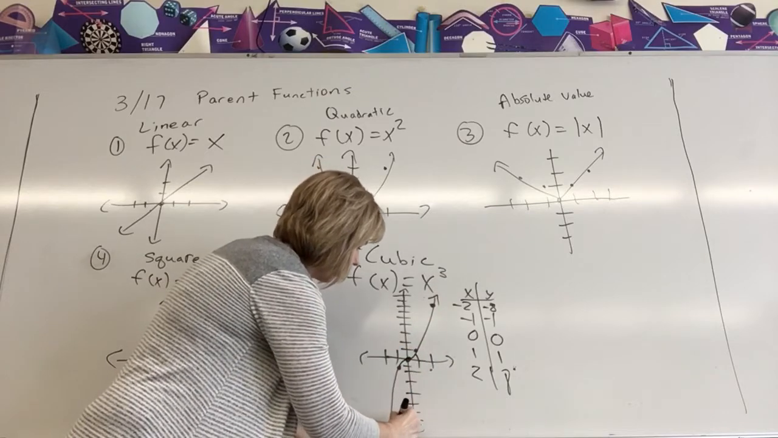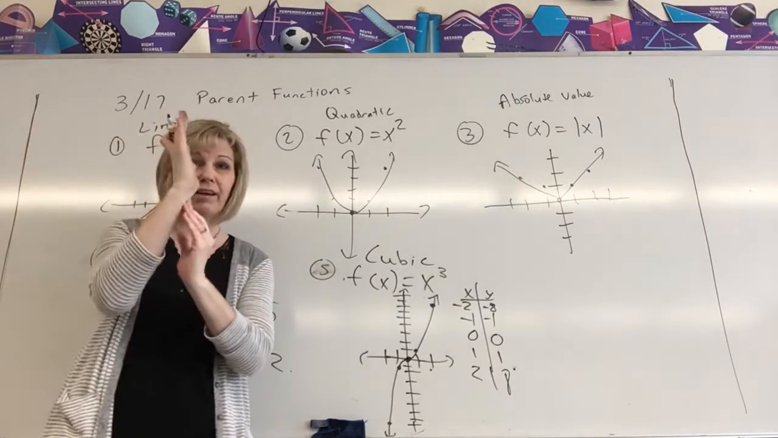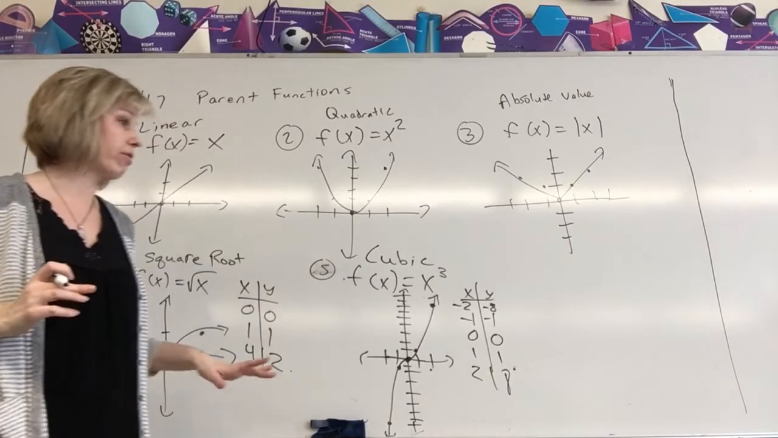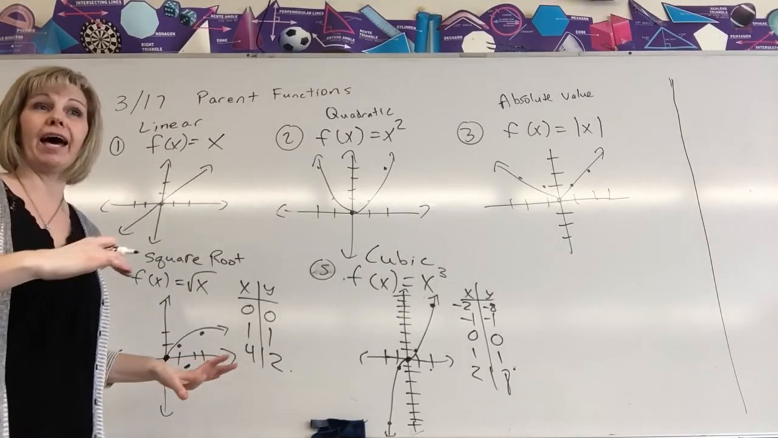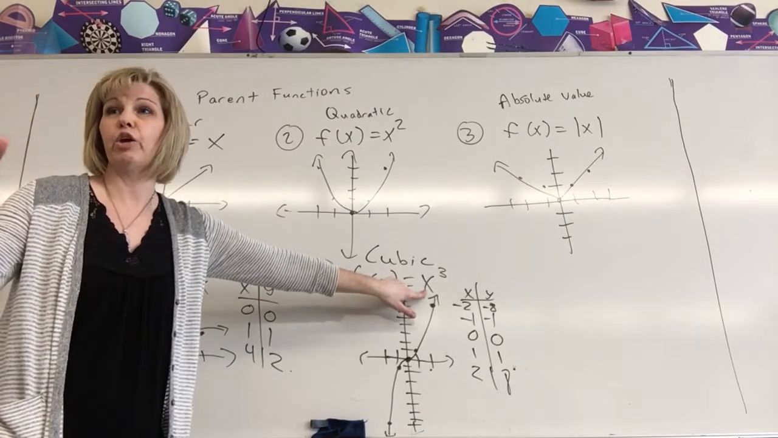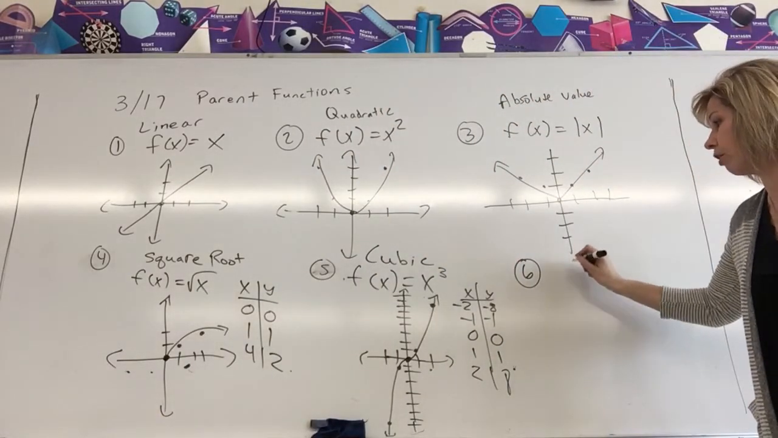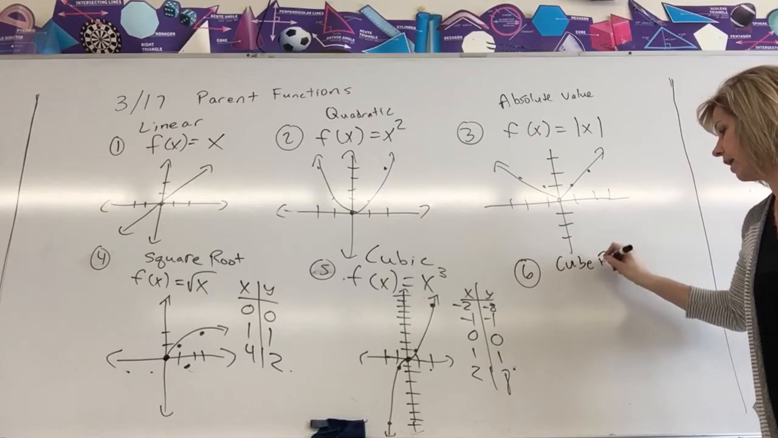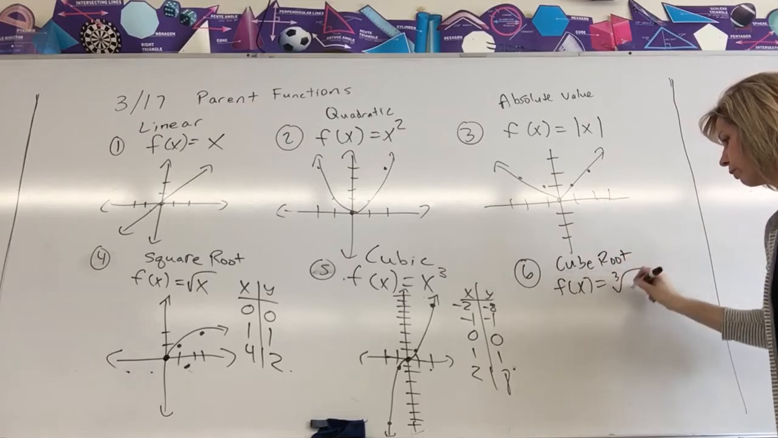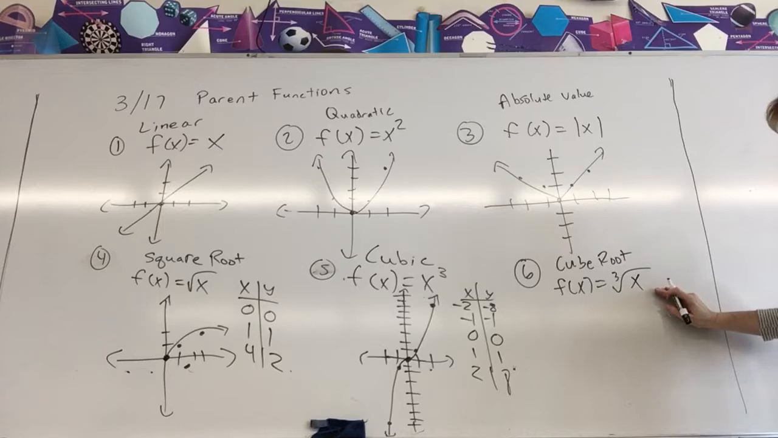So what does this one look like? Yeah, it looks like an S. It's an S-shaped graph. So that's my cubic. Now, what would undo something to the third power? Cube root. So our last parent function we're going to look at, for number 6, is called the cube root function. It is f of x equals the cube root of x.